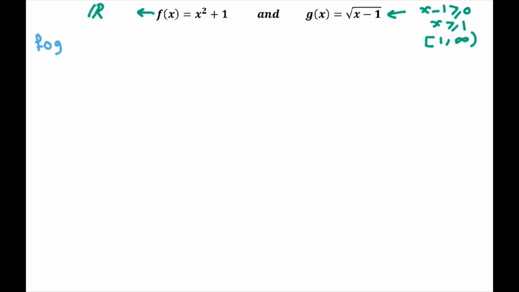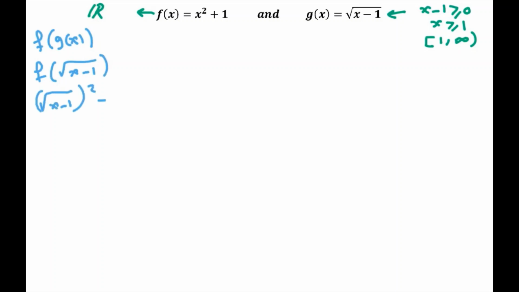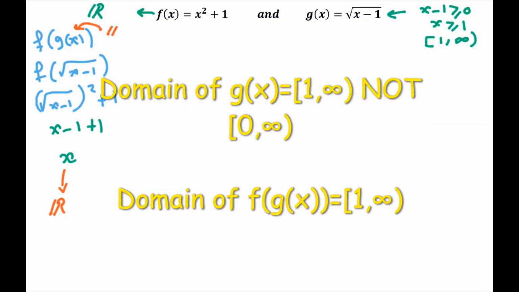f of g. f of g(x) is f of the square root of x minus 1. Then we can go here, which is x. So we know that this is a polynomial, so the domain is all real numbers. And since for g(x) it's from 0 to infinity, that means the domain of f of g(x) is going to be 0 to infinity.